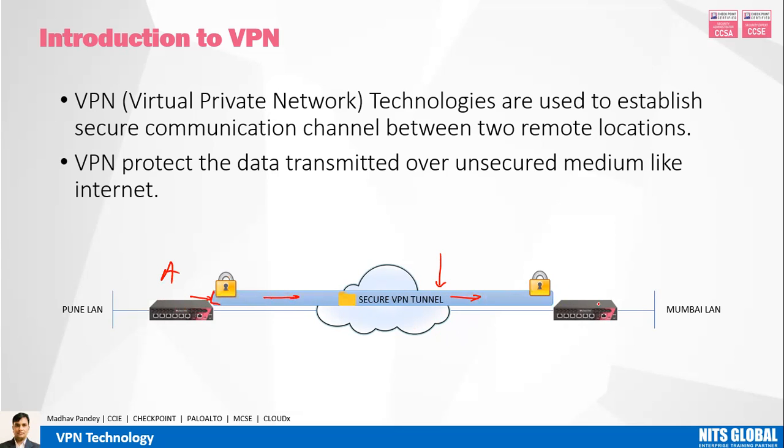So this is a secure tunnel between two entities, let's say site A and site B. That is a VPN. A VPN allows you to create a secure tunnel over the internet between two different entities. That simply we call a VPN.